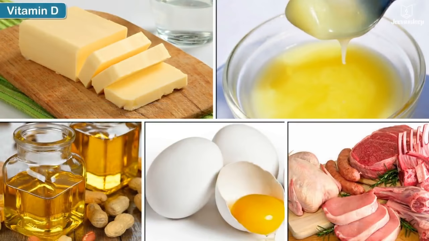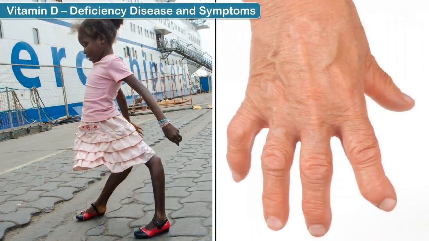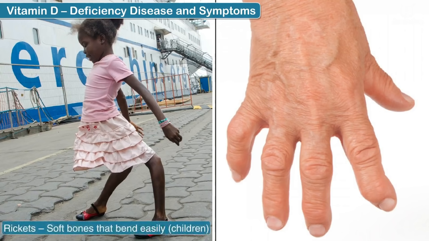Vitamin D. Food sources: butter, ghee, groundnut oil, eggs, meat, etc. Deficiency disease and symptoms: rickets, soft bones that bend easily, in children, brittleness of bones, in adults.